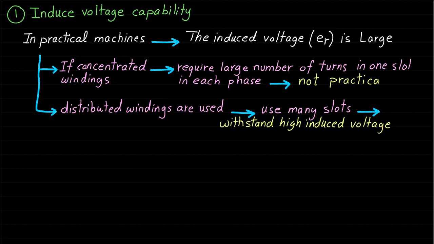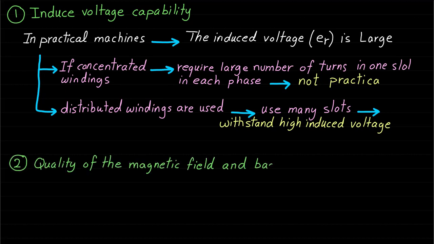It is clear now that the distributed windings have better construction for producing higher voltage compared with the concentrated windings machine. The other reason of using distributed winding is related to the quality of the distributed magnetic field waveform and the back EMF induced voltage waveform. We will give more details about this point later in the upcoming lectures.